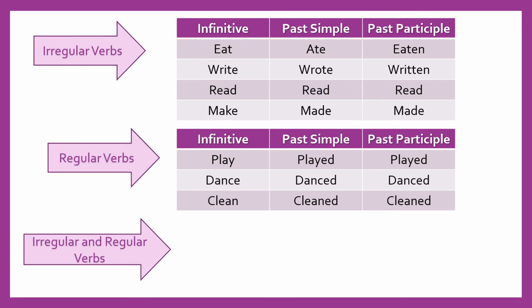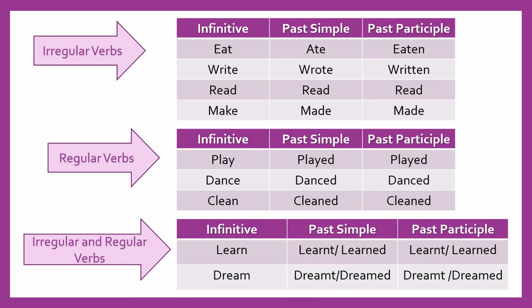And finally, as I said before, there are some cases where verbs can be both irregular and regular. Like for example, the verb learn. We can write it in the past simple like learnt or learned with ed at the end. And also in the past participle, we can write it like learnt or learned with ed. Another case can be the verb dream, that in the past simple we can write it like dreamt or dreamed with ed. And also in the past participle, dreamt or dreamed with ed again.